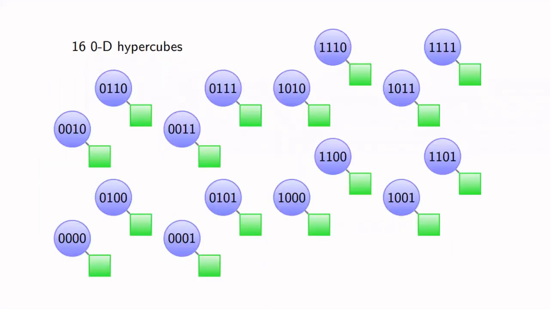Here in this example, we have 16 processors connected to switch nodes. Each switch node is labeled in its binary representation. So now we have 16 hypercubes in a zero-dimensional space.